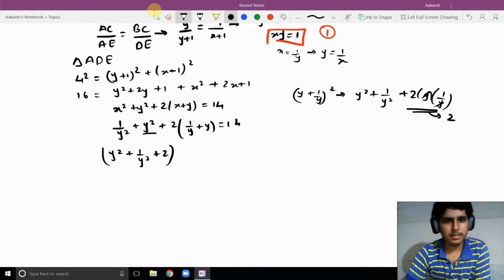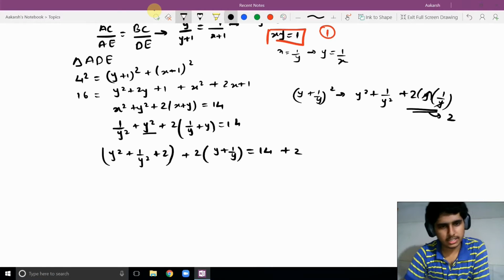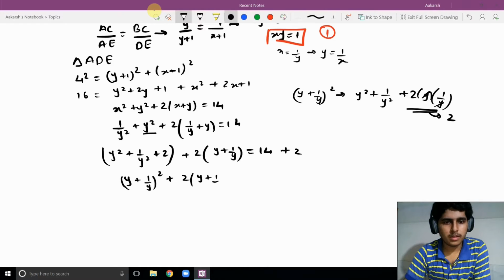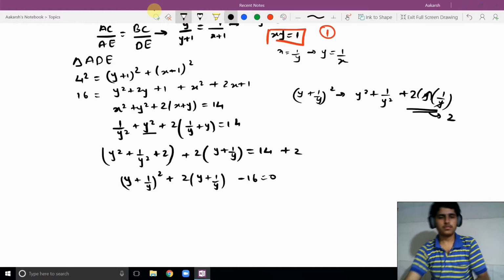So this is a complete square plus I have 2 times y plus 1 by y. And now I have 14. I'll add the 2 because I have to balance this 2 which I have added from the LHS. Now I can write it as y plus 1 by y the whole square plus 2 times y plus 1 by y minus 16 equals 0.